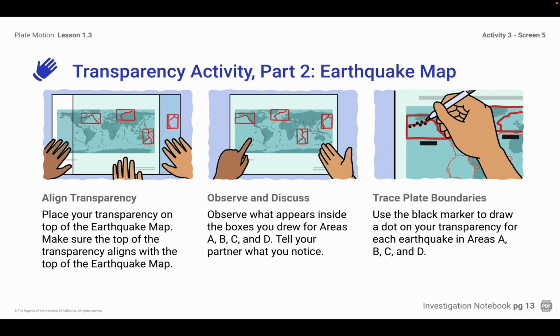So now take the black marker and I want you to draw a dot on your transparency for each earthquake that you see inside the boxes of areas A, B, C, and D. Go ahead and pause this video and then start it again when you're ready to continue.